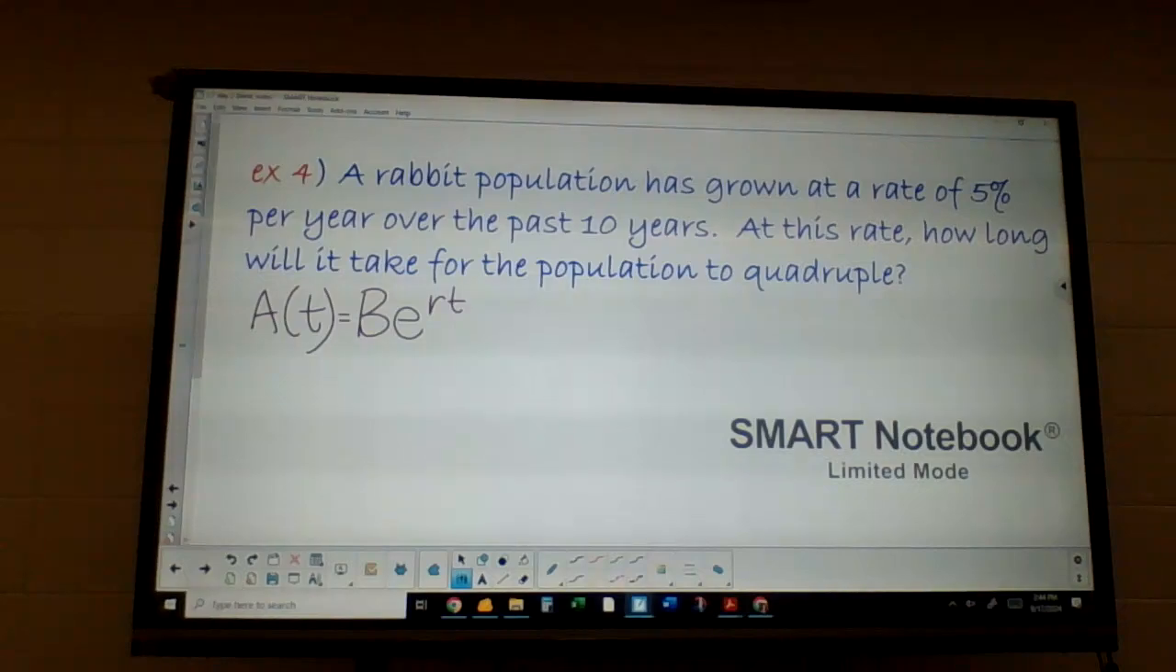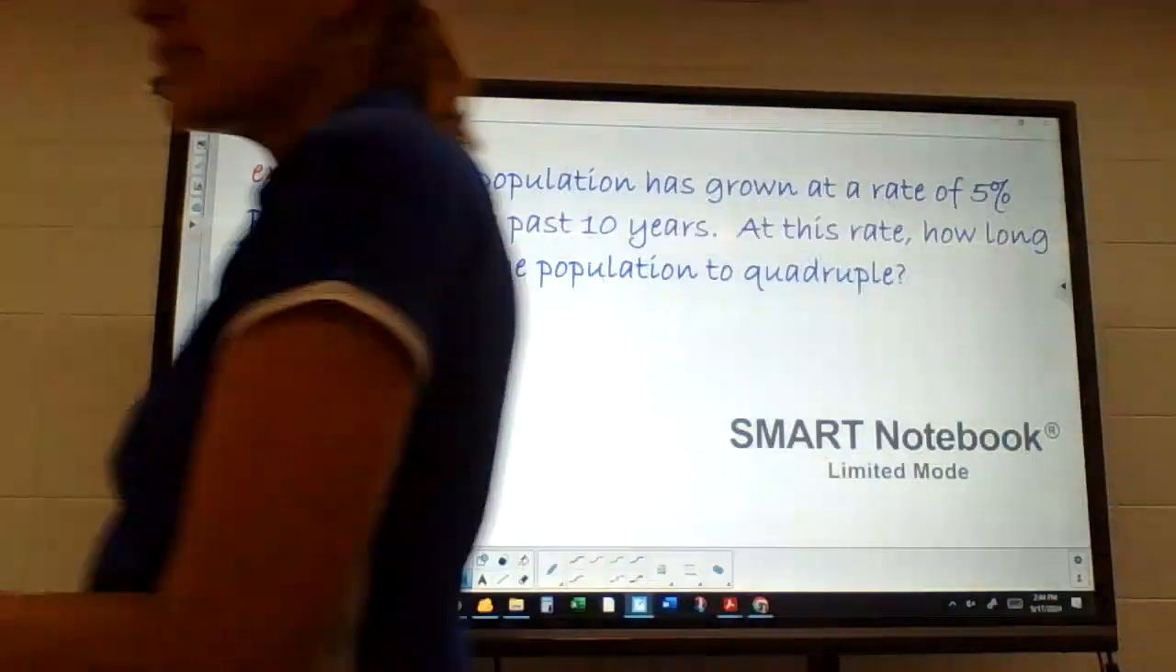It says a rabbit population has grown at a rate of 5% per year over the past 10 years. This is where we're going to use logs, like Jacob asked us about a week ago: can't we use logs to solve this rather than guessing and checking our graph? Yes, now we're going to use logs. At this rate, how long will it take for the population to quadruple? So we want it to be quadrupled, which is 4 times its original size.